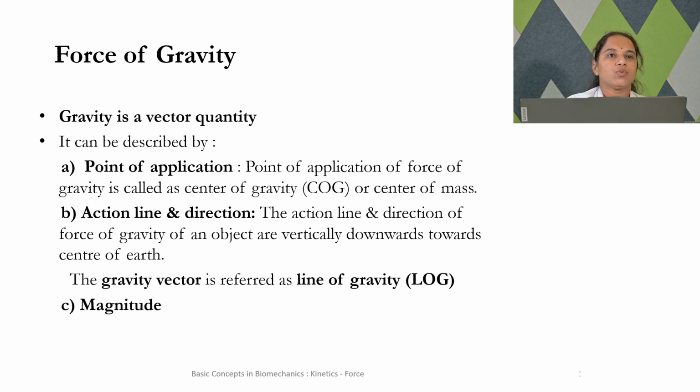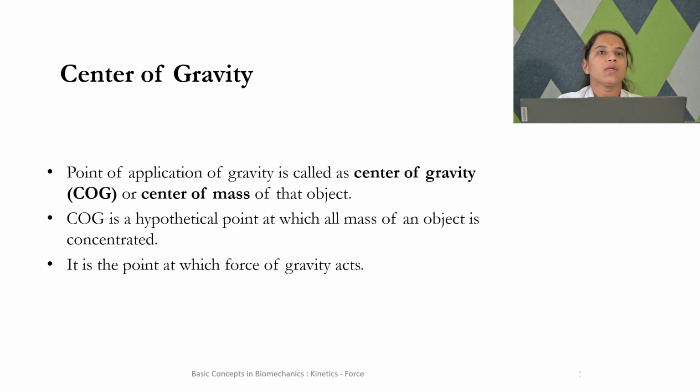Third is magnitude. So the gravity vector is described by point of application, that is center of gravity, action line and direction, that is line of gravity, and third is magnitude. The center of gravity. The point of application of gravity is called as center of gravity, or also called as center of mass of that object. The center of gravity is nothing but a hypothetical point at which the whole mass of an object is supposed to be concentrated. It is a point at which the force of gravity acts.